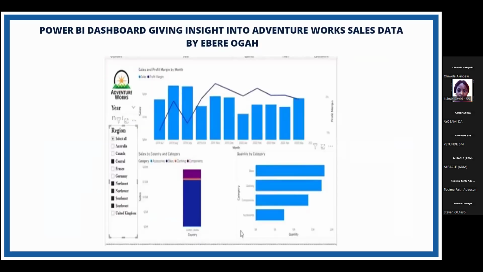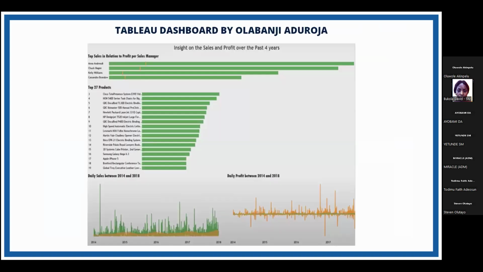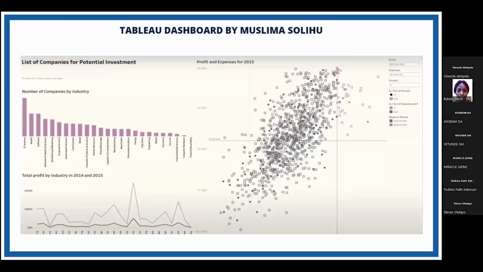So this is a Power BI dashboard giving insight into DataWorks sales data by Ebere. Next slide, please. So this is a Tableau dashboard done by Olabanji, giving insight into sales and profits over the last 5 years.